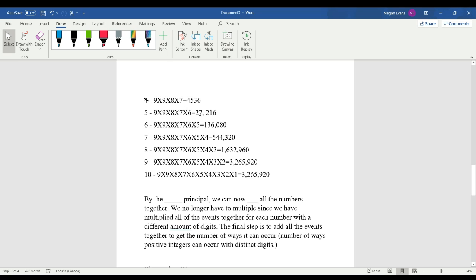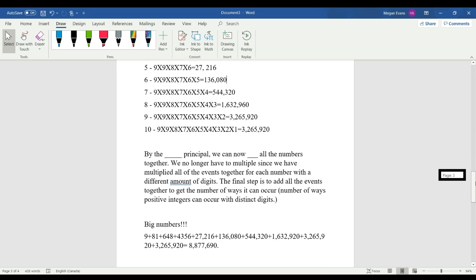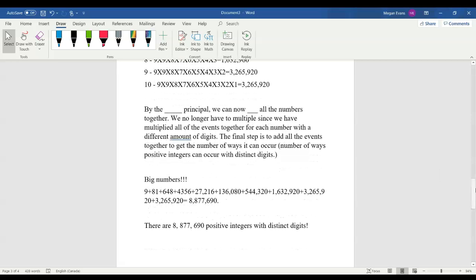5-digit numbers, we have 27,216 options. 6, 7, 8, 9, and so on, all the way up to our 10-digit number, which is the last one we're looking for. 11 digits automatically repeats a number, so 10 is where we stop. So by the addition principle, we can now add all the numbers together. We no longer have to multiply since we have multiplied all the events together for each number with a different amount of digits.